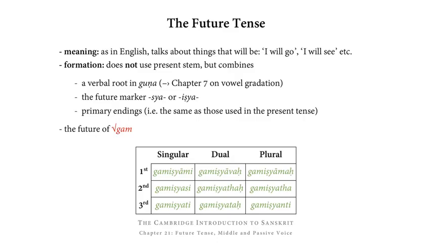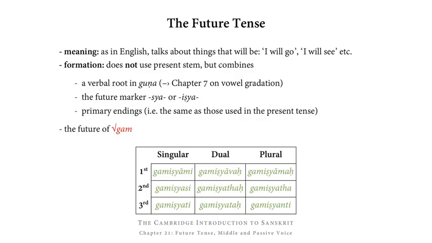If you don't quite know how to form guna anymore, go back to chapter 7 on vowel gradation. Then the future marker sya or ishya. And finally, primary endings, i.e. the exact same endings that we also know from the present tense. Let's look at an example of this.